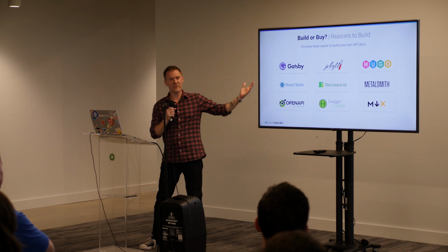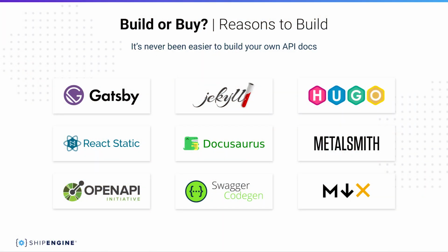We've got tons of great tooling out there that makes it easy to generate static sites and documentation. These top two rows are just different static site generators. They each have different focuses. Gatsby and React Static are both heavily built around React, and they do pre-rendering so that you still get SEO, but still get the benefit of React as well.